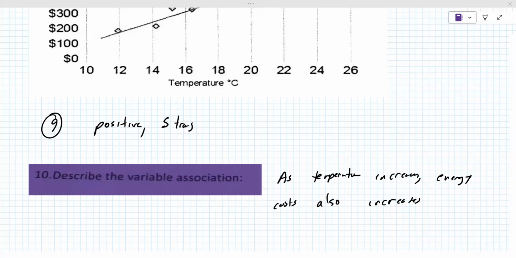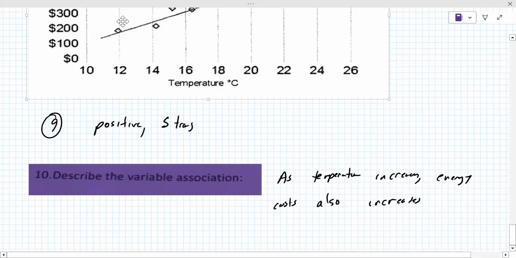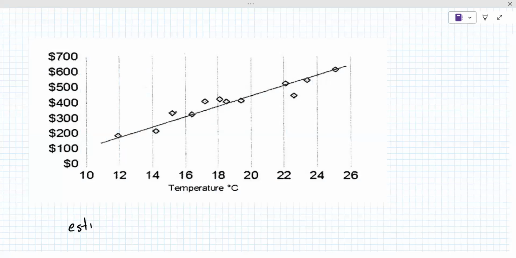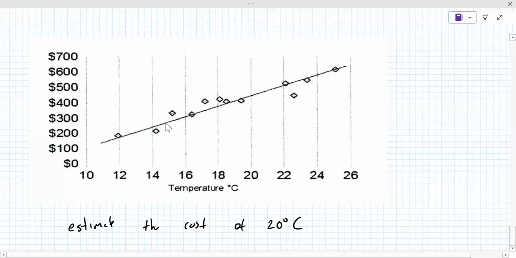All right, so let me grab the graph here again. I hope this is large enough on your screen. So I want you to estimate the cost of 20 degrees C. So I'm asking you to find 20 degrees C on the x-axis, go up until you hit the curve, and then bounce left until you hit the y-axis.